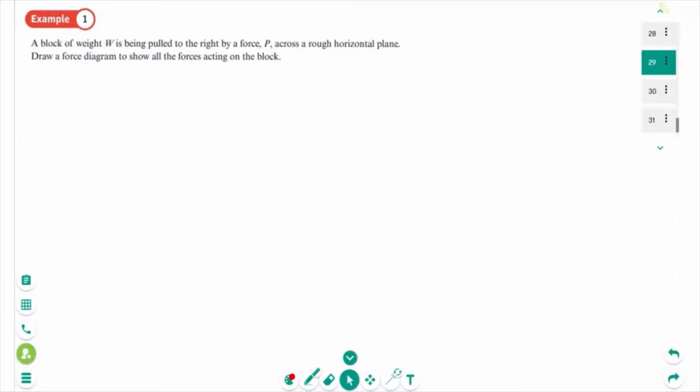Chapter 10. Okay, chapter 10, the first section is about force diagrams. Just a diagram which illustrates all the forces on a body. So you have an object, a body, which has a weight, being pulled by a force on a rough horizontal plane. You can think of the body as lying on a table if you want.